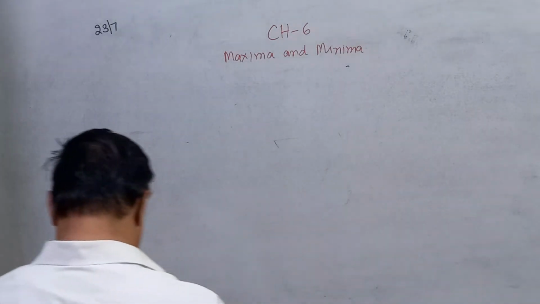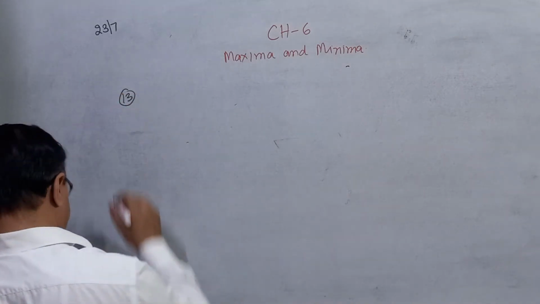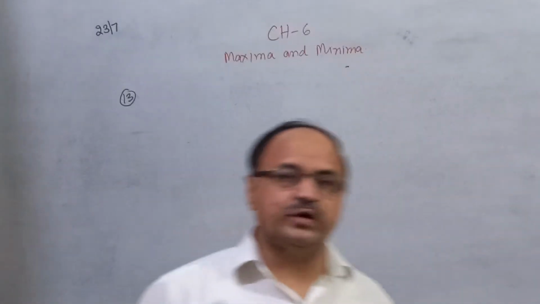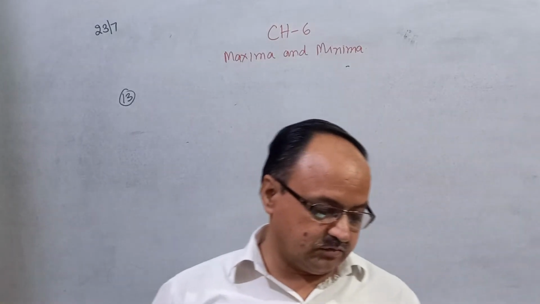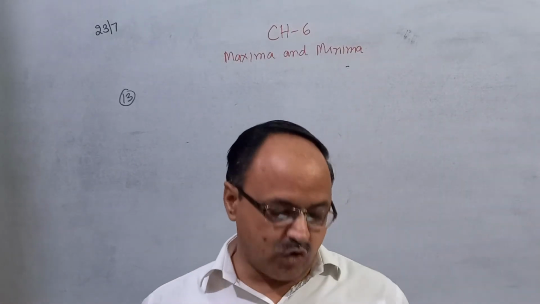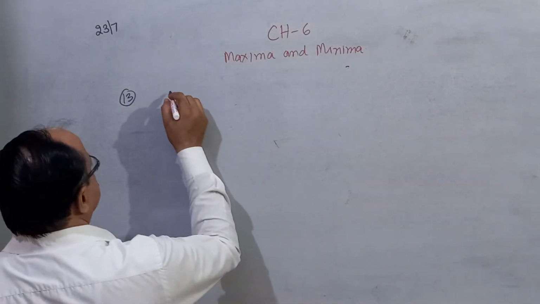Now we start the main questions, question number 13. Questions 13 to 29 are all very important. Find the two numbers whose sum is 24 and whose product is as large as possible.